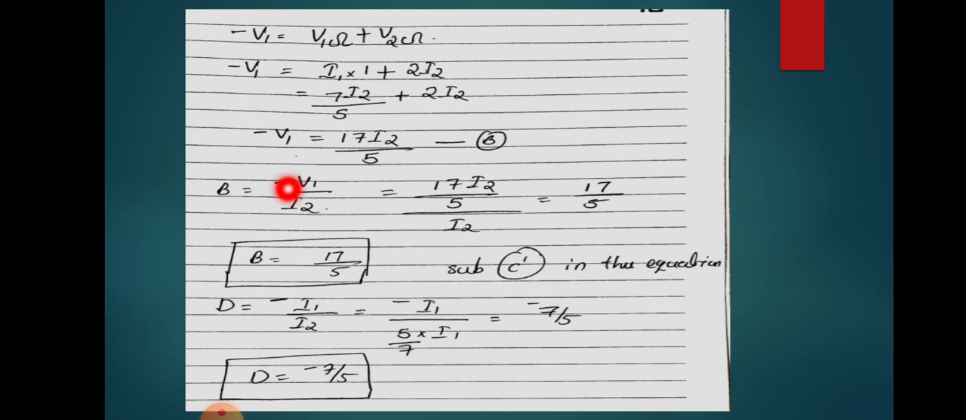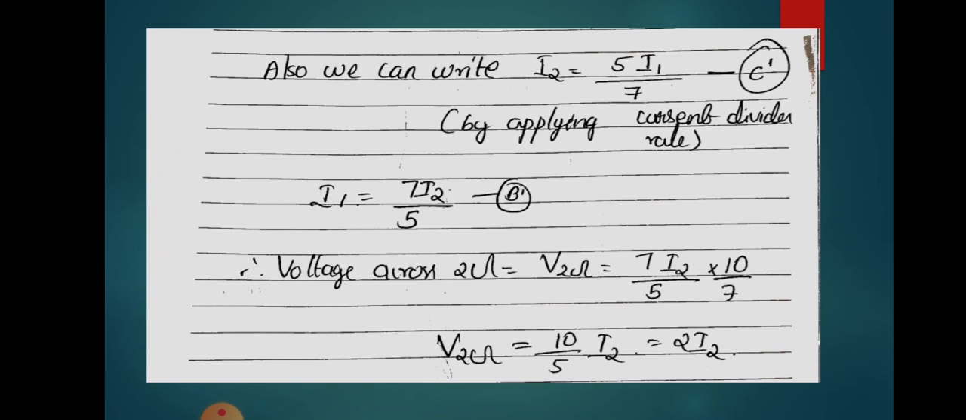So B value is minus V1 by I2. You can substitute this value instead of minus V1, and the common terms will be cancelled out, that is I2 is cancelled out, so you will get 17 by 5. So B value is 17 by 5. Next you have one more term, that is D value.